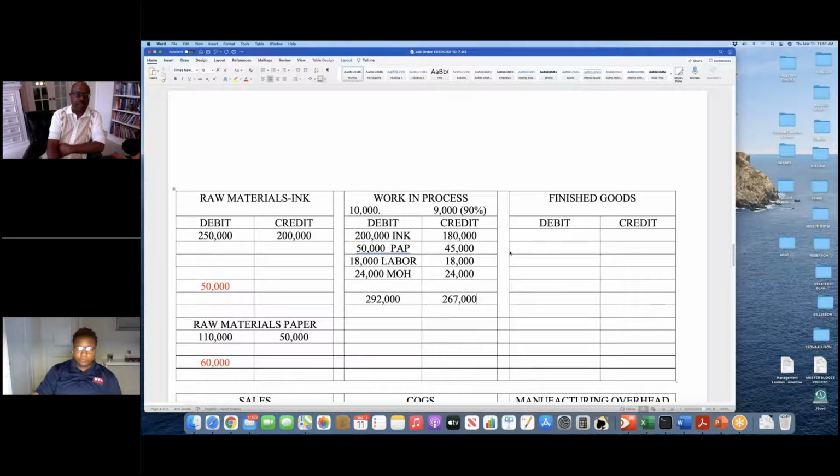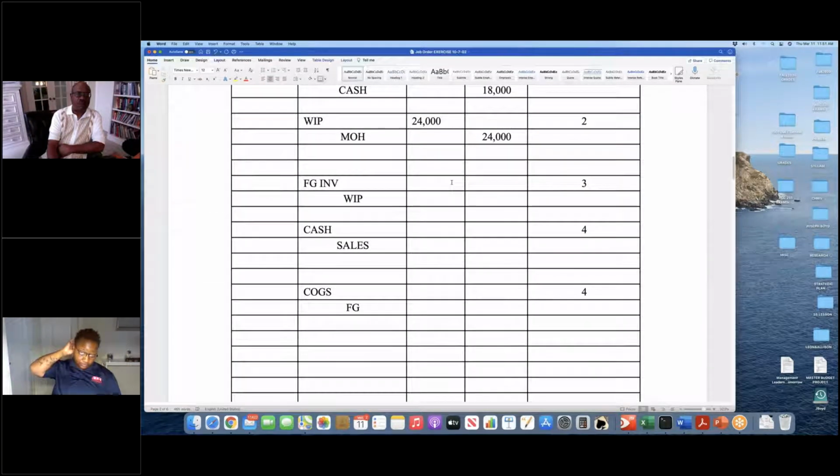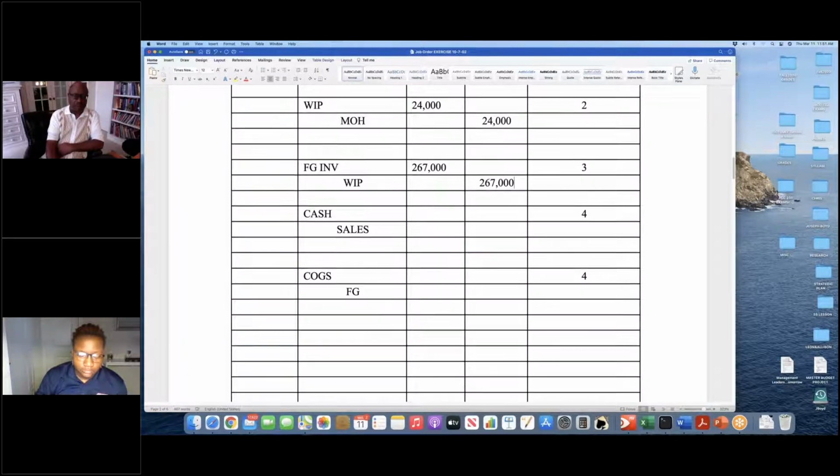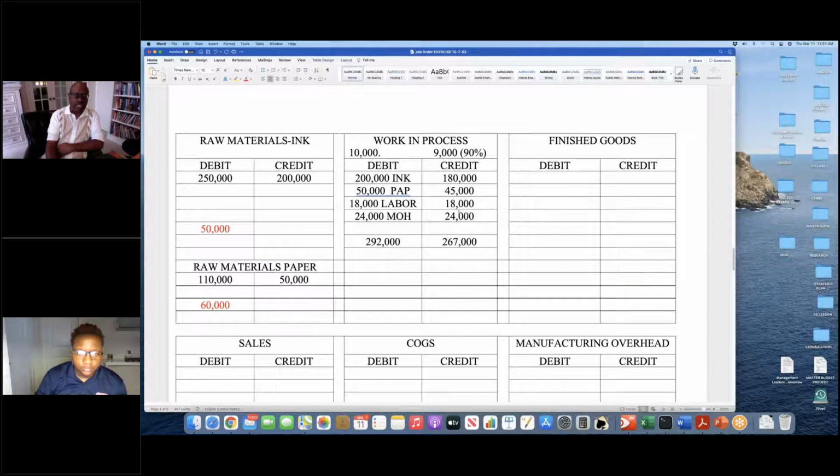So the 267 becomes what? The finished goods. That becomes the work in process in stage 3, finished goods inventory. So you only got one entry in stage 3. You come down here to this work in process account and you calculate it. Once you get it calculated, you're crediting work in process and you're debiting finished goods for 267.